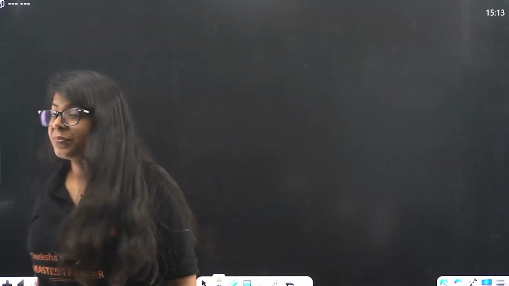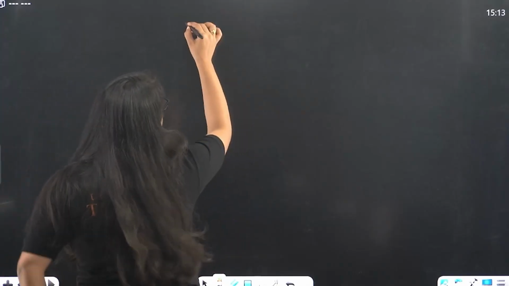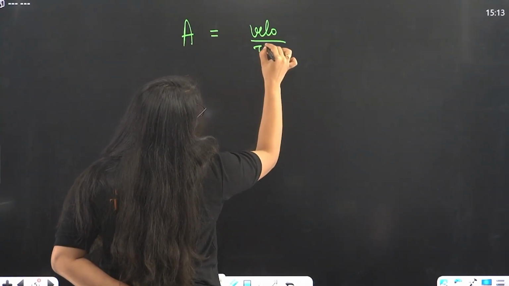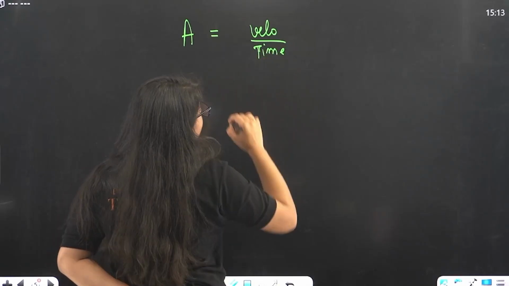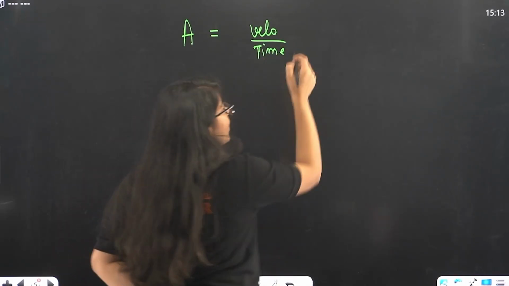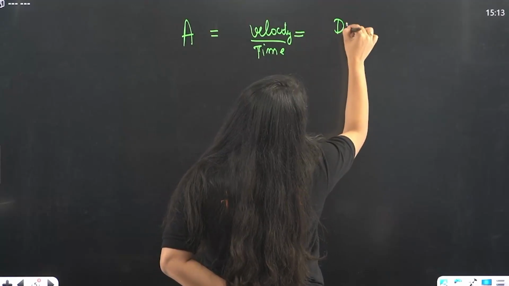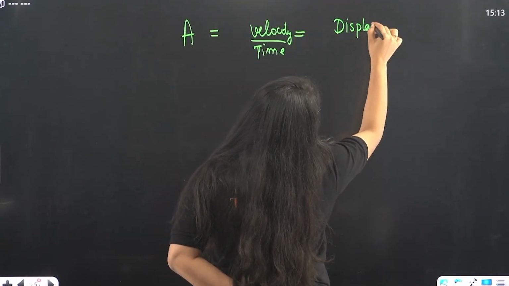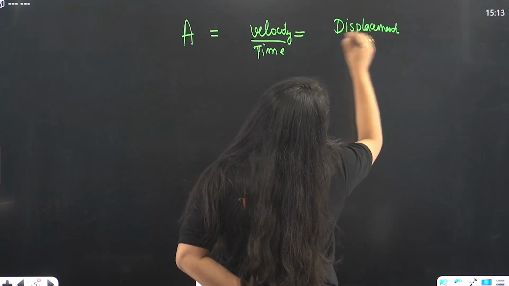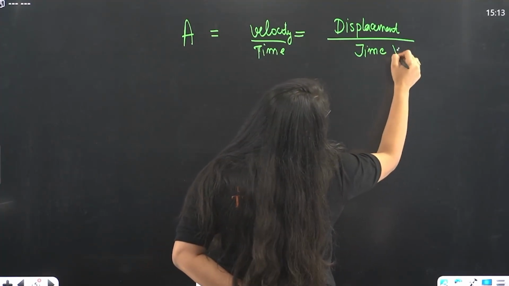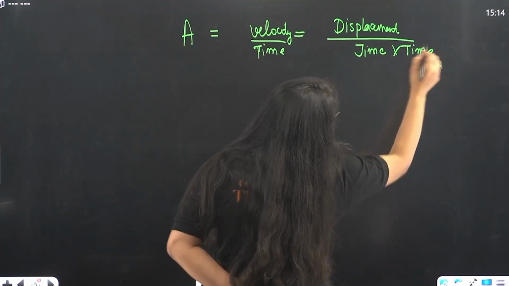Yes, but can I write velocity as fundamental as well? So acceleration is velocity upon time. But ma'am, velocity is not fundamental. So let's write it in the form of fundamental quantities. So velocity is also now what? Displacement upon time. Displacement upon time, but this time was also there, so this time is already here, right?